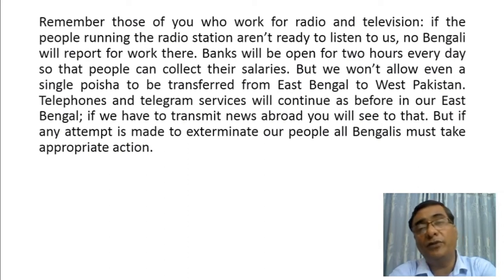Banks will be open for 2 hours every day so that people can collect their salaries. Now, banks will remain open for only 2 hours every day because people need money, and so that the people can collect salaries. But we won't allow even a single paisa to be transferred from East Bengal to West Pakistan. Telephones and telegram services will continue as before in our East Bengal. So Bangabandhu said that telephones and telegram services would continue in East Bengal.